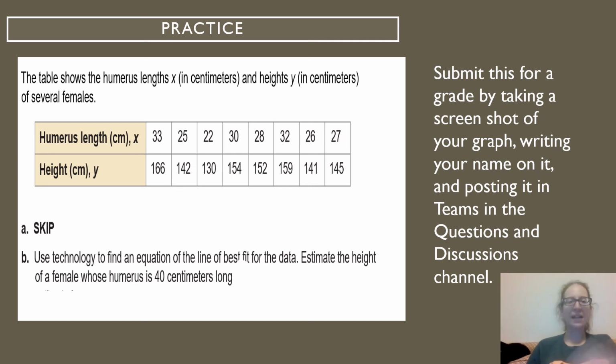So the practice, this is the last thing, is actually you're going to submit this for a grade by taking the screenshot of your graph and writing your name on it and posting it in the Teams question discussions channel. You can do this from home, okay? And I expect you to do it to demonstrate that you have done this. So plot that, find the line of best fit, and then estimate the height for somebody whose humerus, that's an arm bone, is 40 centimeters long.